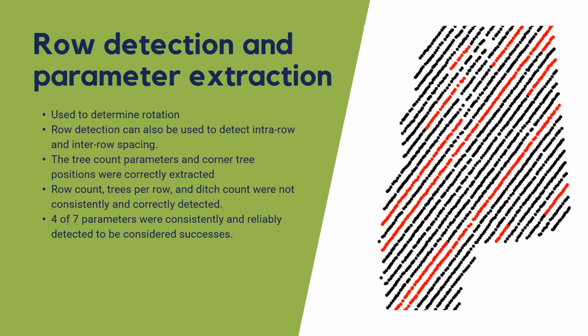The spacing within the row was the intra-row spacing, and using the rotation, we could calculate the nearest point that wasn't within the row and average the spacing between them for the inter-row spacing. The corner tree coordinates were the min and max x and y positions of the points, and the tree count was just the number of points that we were dealing with.